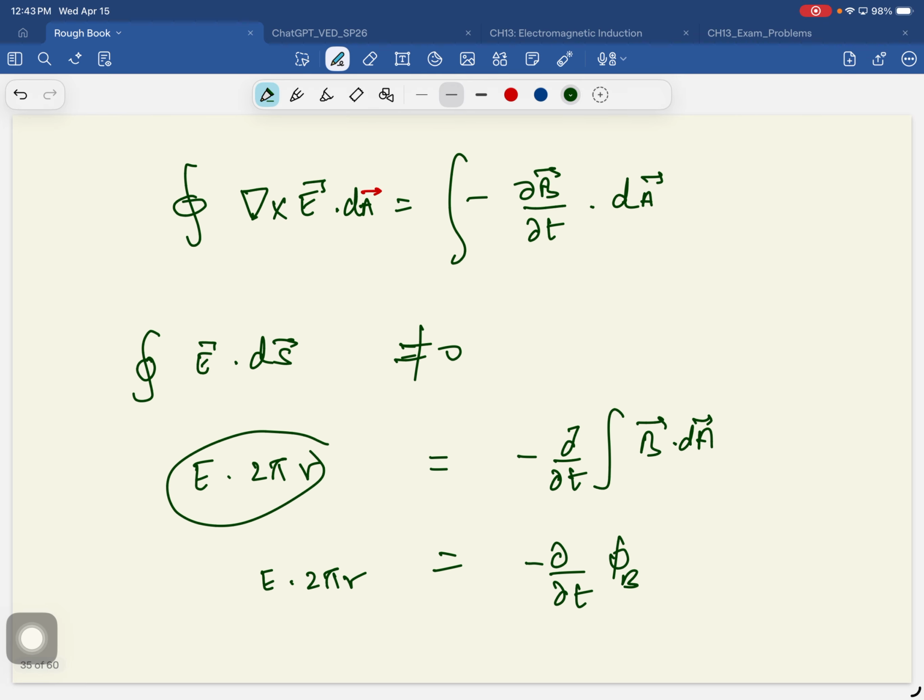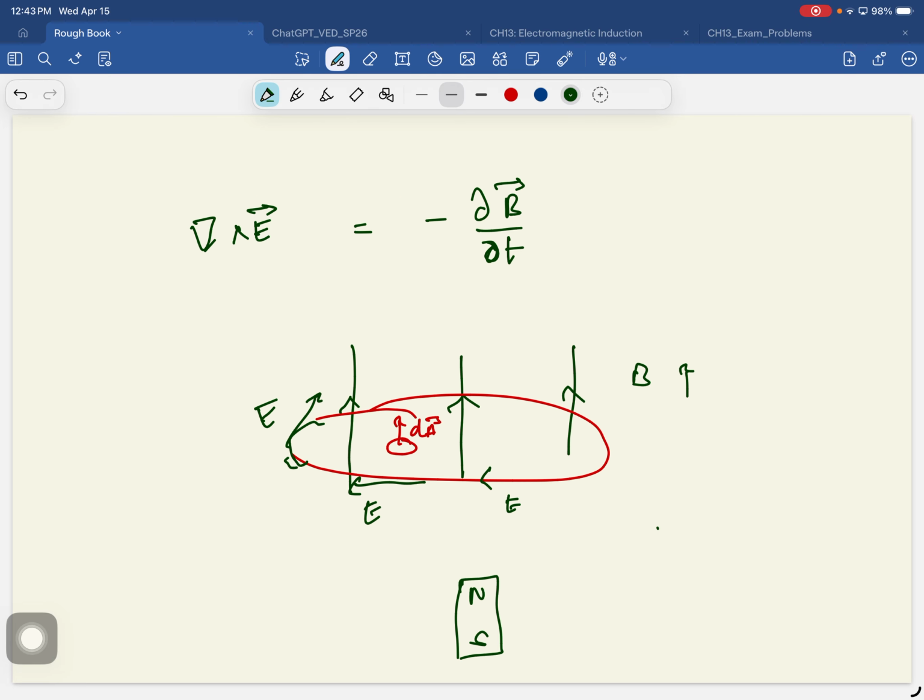The electric field produced here is a non-conservative electric field. That's just a technical detail I want to mention. So the electric field produced by time-varying magnetic fields, its nature is different. It's a non-conservative electric field. The line integral around a closed loop is non-zero.